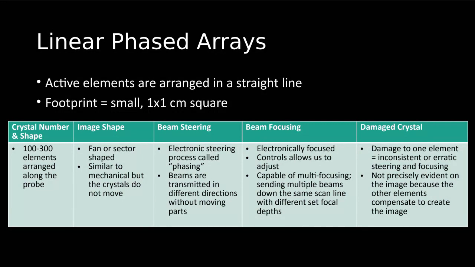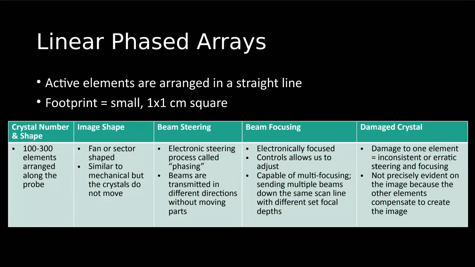The number of crystals or elements: we have anywhere between 100 to 300 individual elements arranged right in a straight line across the probe. The image is going to be either fan or sector shaped. It's going to be similar to the mechanical in terms of our image, but the crystals do not move, right? So we don't actually manually move the crystals in order to create a 2D image. The only way we can create a 2D image with a mechanical transducer is if we actually move the crystal on the probe. We're not doing that with a linear phased array because we have those individual pieces of PZT.